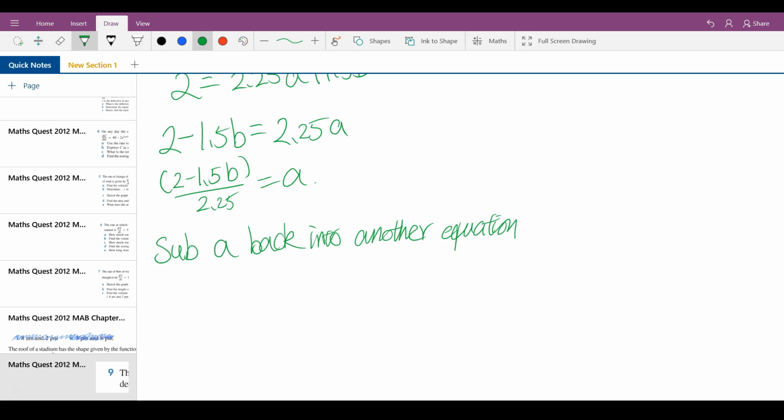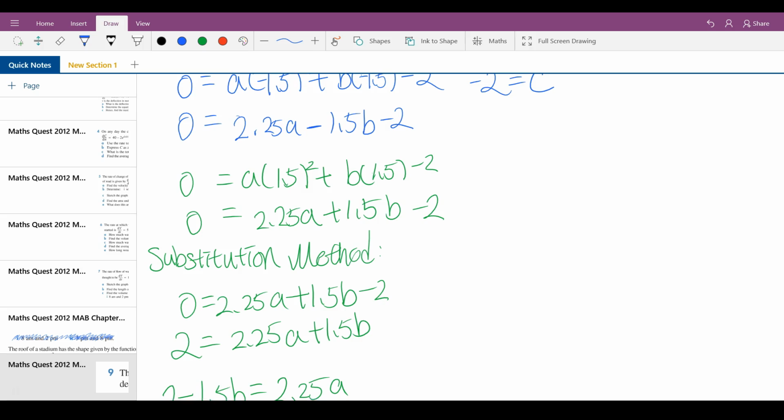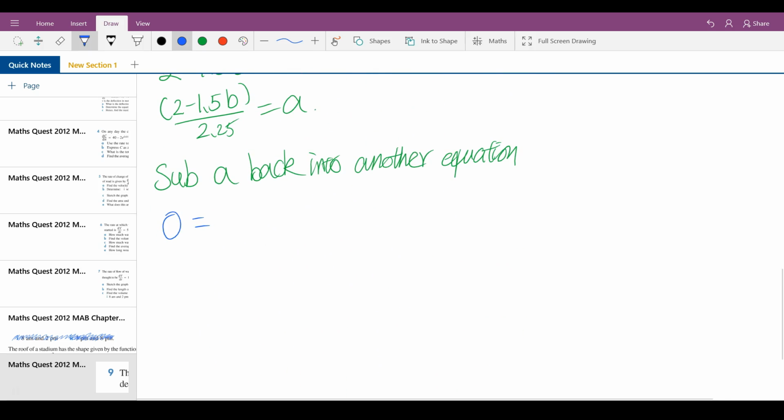So which will be the blue one. So 0 equal to 2.25a minus 1.5b, 2.25a minus 1.5b minus 2. Now this one is where we substitute into here, right? So we substitute that into there.